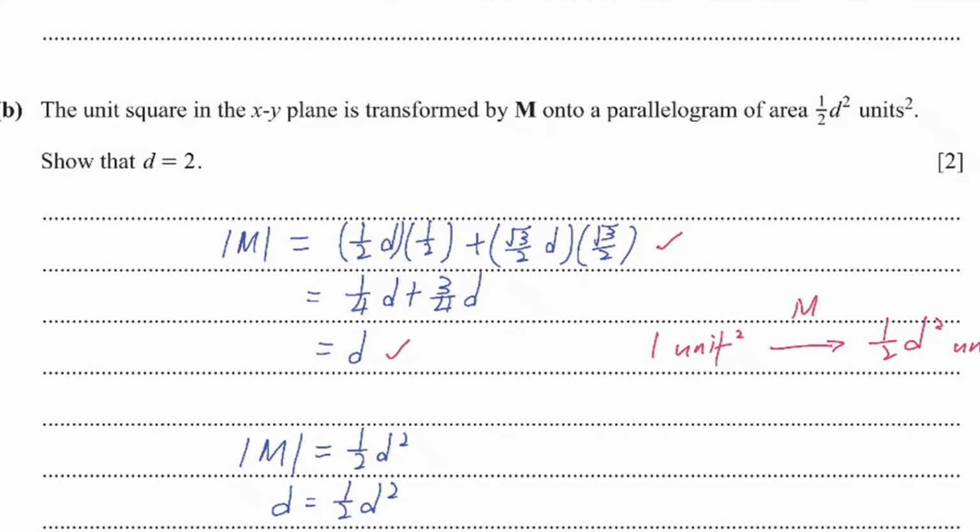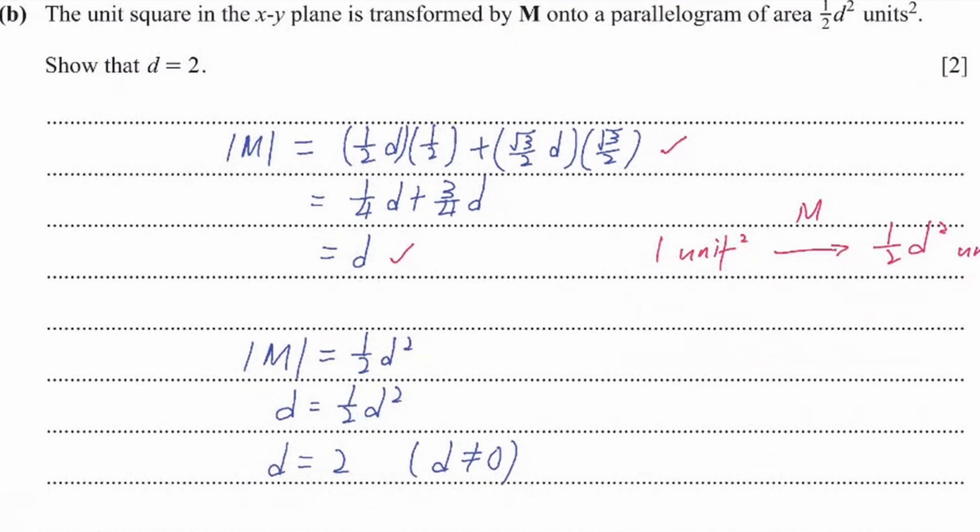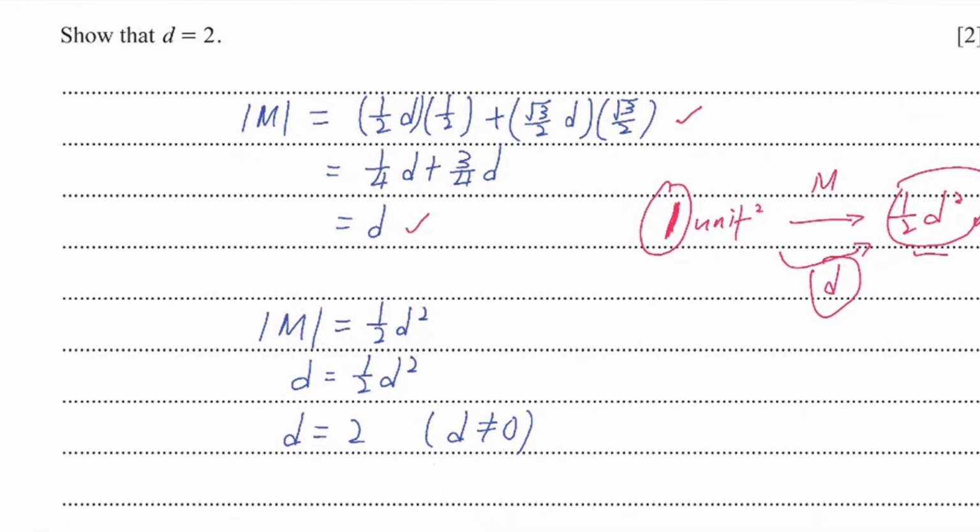Okay, this is the determinant of the M. So this is the scale factor of the area. It means that the 1 unit square will be enlarged by d times to get a unit which is like a half d square. So we use the 1 multiplied by the d, it will give us a half d square. Okay, this is how we work with the area there. So it means 1 times d is equal to half d squared.